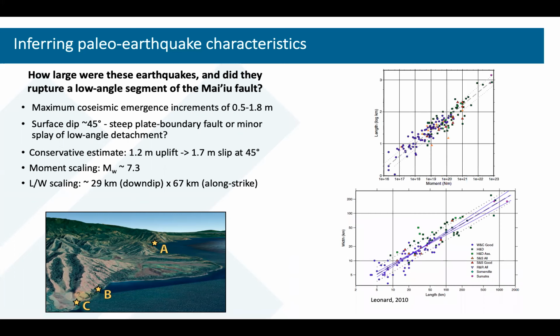But we can still look at some length moment scalings and width length scalings for dip slip earthquakes and start to just think about what size of earthquake we're talking about here. What falls out is that we're looking at somewhere around a magnitude 7.3. We get a range of like 7.1 to 7.6. And that usually includes seismic slip down to 15 or 20 kilometers down.